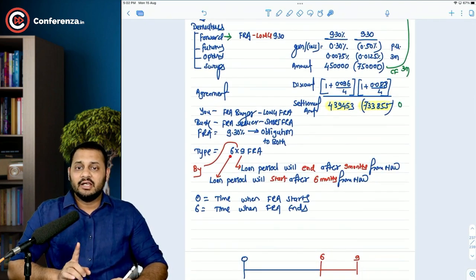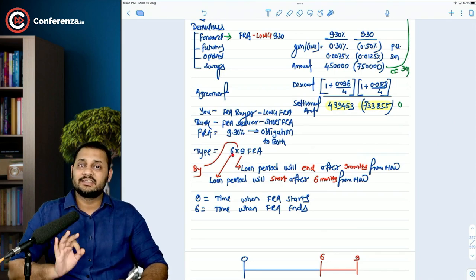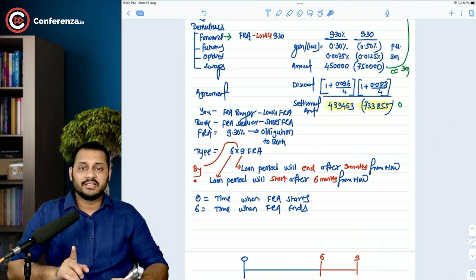What is 6 and 9? 6 is the time. See, loan period will start after 6 months from now. And 9 means the loan period will end after 9 months from now. The difference between the 9 and 6 is the loan period. The 9 minus 6 is 3 months. That is the loan period. And this cross sign is called as buy.